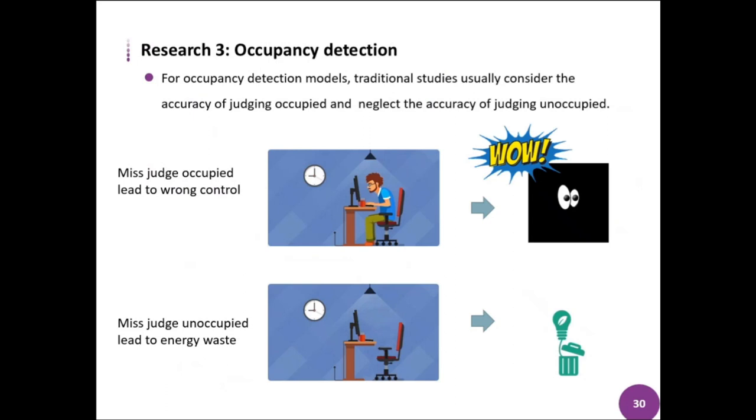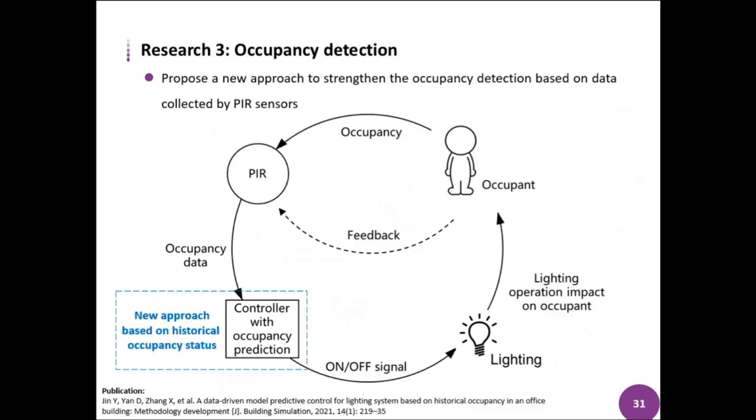So we would like to use an AI, machine learning way to improve the PIR sensor recognition accuracy. So how can we do that? We can start from a basic concept: yesterday at 10 o'clock in the morning, there were people inside the room. And on many days at 10 o'clock in the morning, people have the highest possibility of being inside the room.